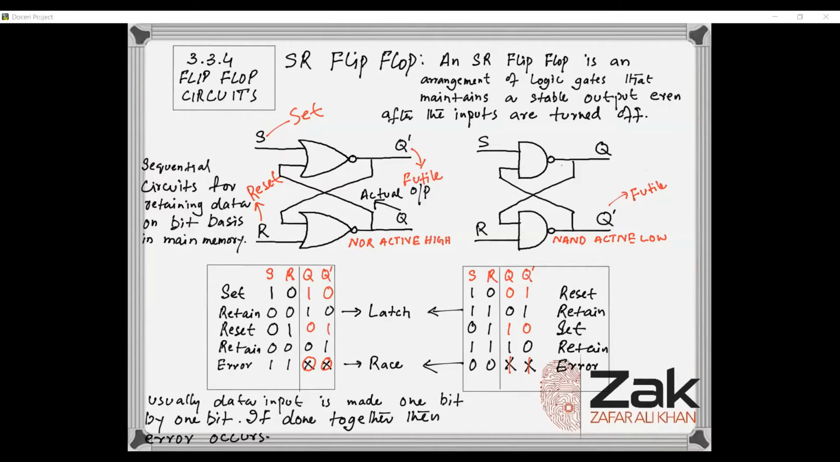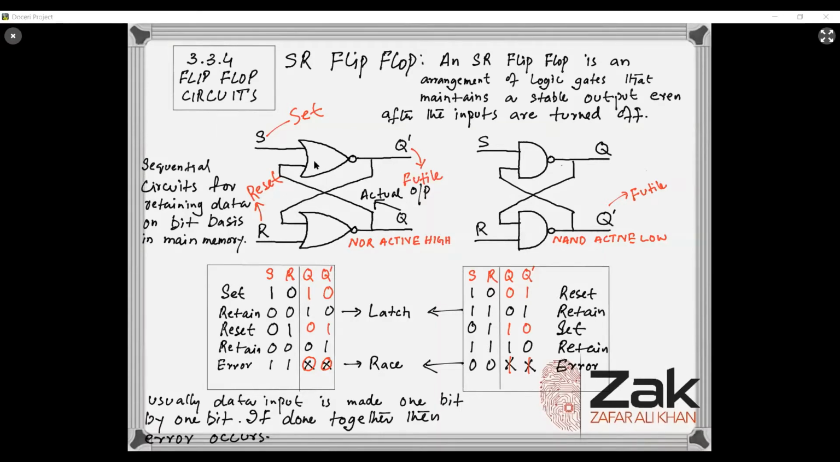Let's say this is gate X. I will refer to this as gate X, and this is gate Y. On the top it is gate X, and on the bottom I will call it gate Y. The output from gate X is Q naught, and the output from gate Y is Q.